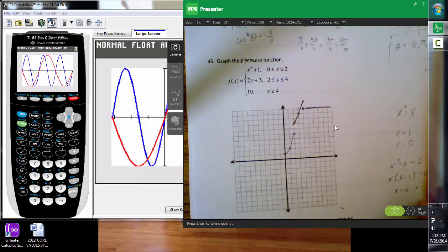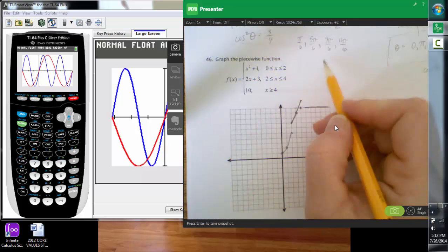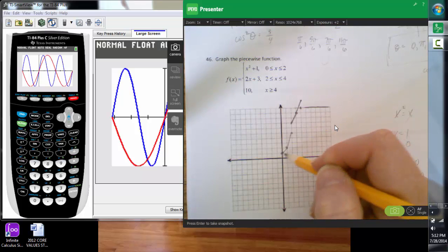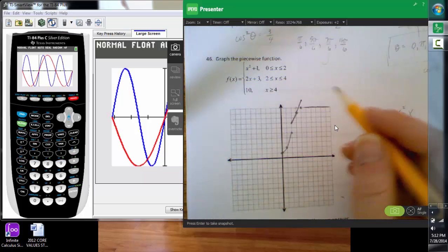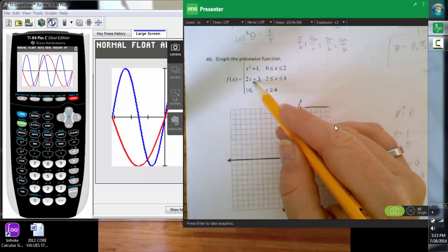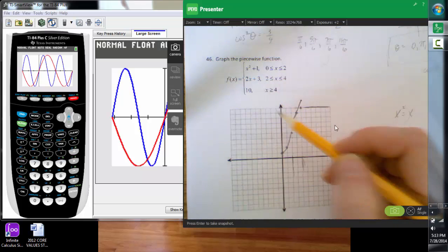Piecewise function. You have to know how to graph these. So basically, x squared plus 1 is a parabola that's shifted up 1 unit. And so from 0 to 2, we just evaluate it at 0, 1, and 2, and it's a parabola. It looks like that. From 2 to 4, that's from here to here, it's a line 2x plus 3, where the slope is 2. When we plug in 2 for x, you see that it starts at 7.